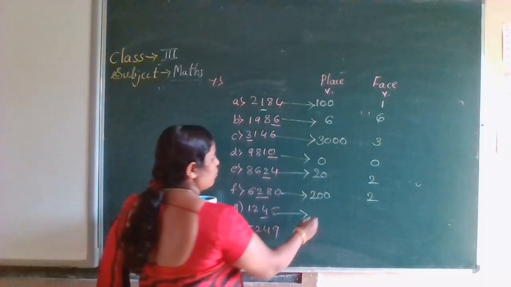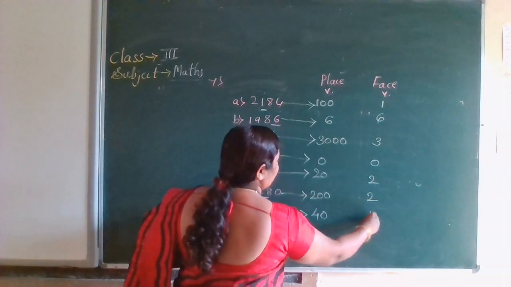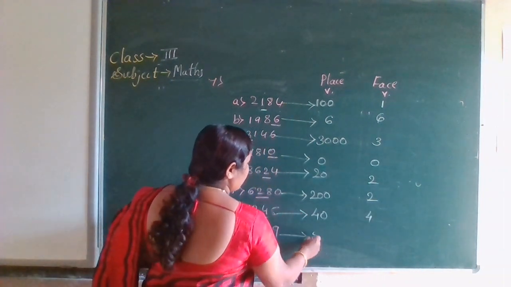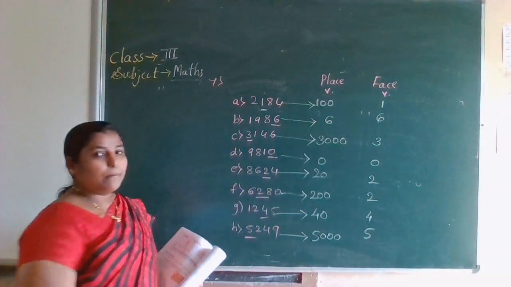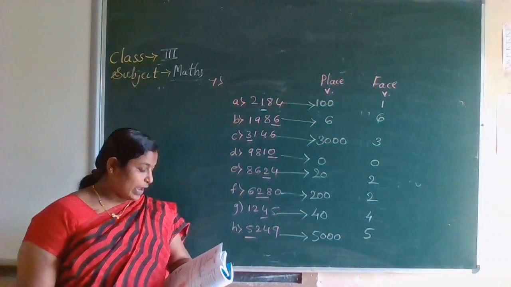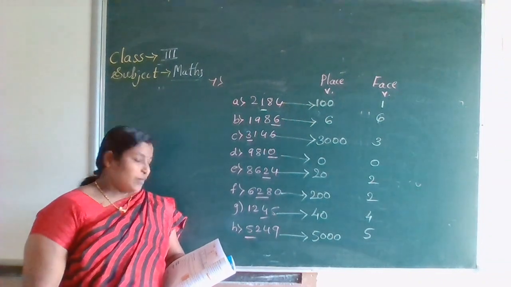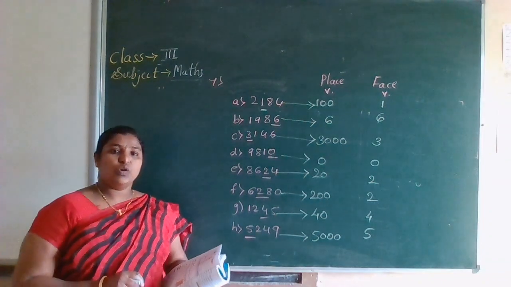Next, 5005. These are the place values and face values. Okay, you have to write neatly in your notebook.